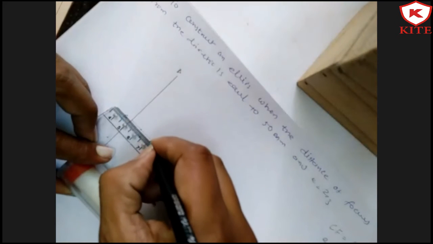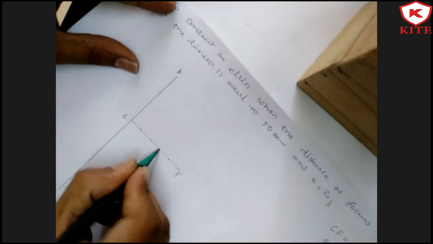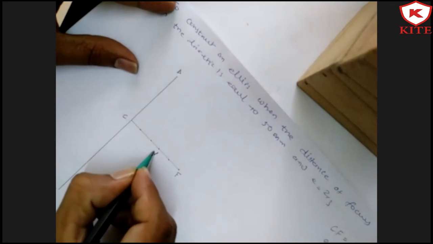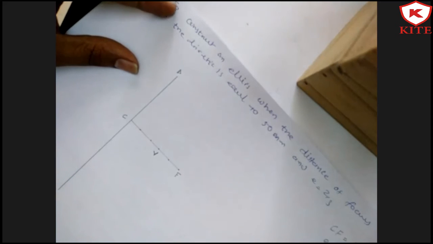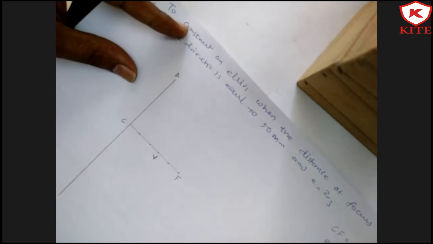Now here eccentricity is equal to 2 by 3, so that here C to F divided into 5 equal parts. From the point F, 2 equal parts. Mark as point V is a vertex. Clear. Now here you can see here V to F distance is equal to 2 mm and here C to V equal to 3 mm distance.